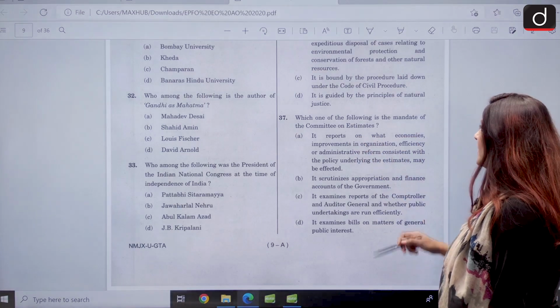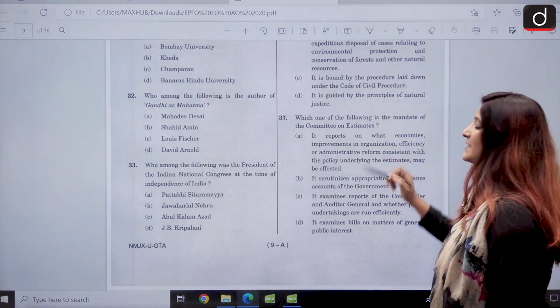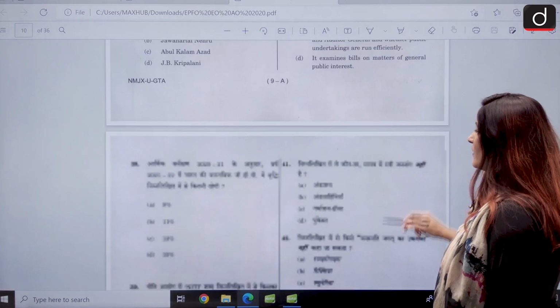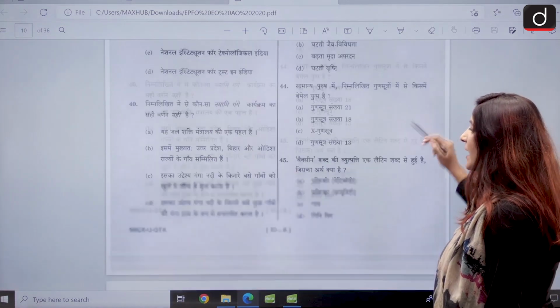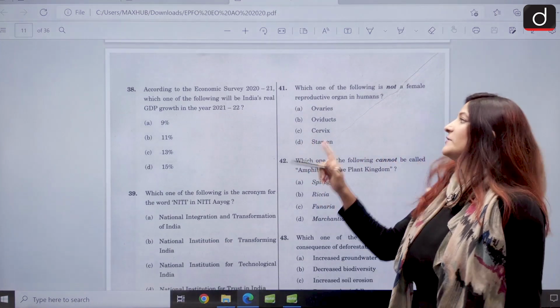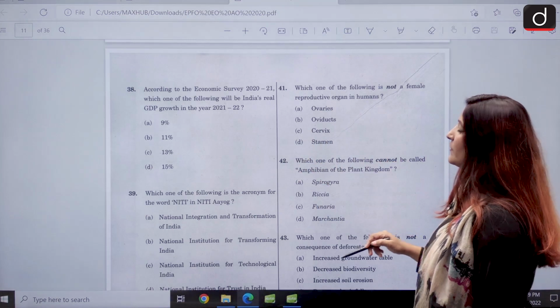Which one of the following is the mandate of the Committee on Estimates? Very importantly, we have studied this in our polity segment. Polity questions have been asked in the Enforcement Officer paper. This is the Enforcement Officer paper, not the APFC. APFC is the only one we have got, 2015, the last one.